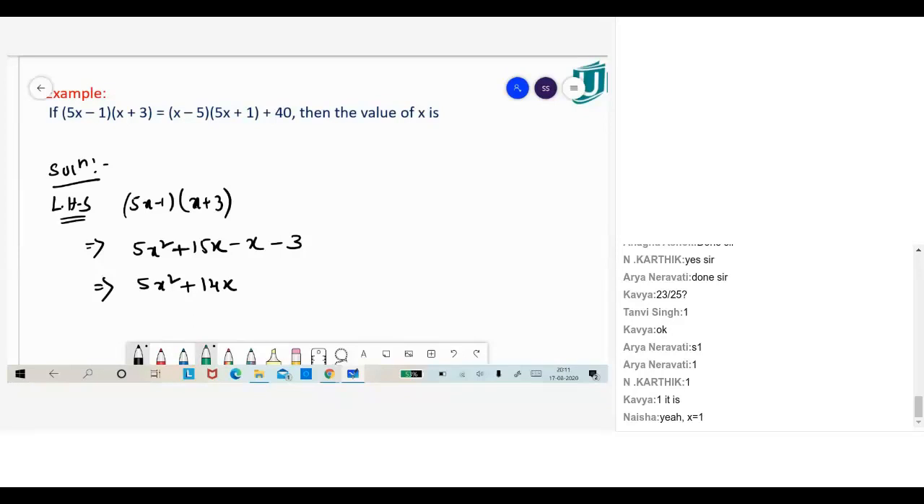Now come to RHS. Let's talk about RHS. Check this. What is RHS? Obviously it is x minus 5 into 5x plus 1. Let's solve this. x into 5x is 5x square. Next, x into 1 is x.